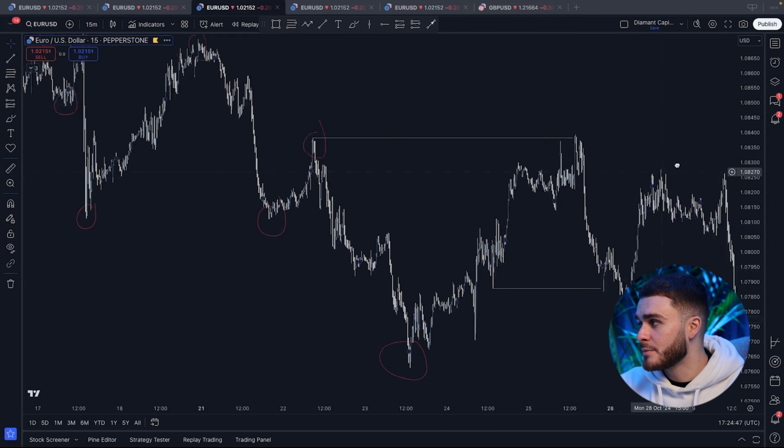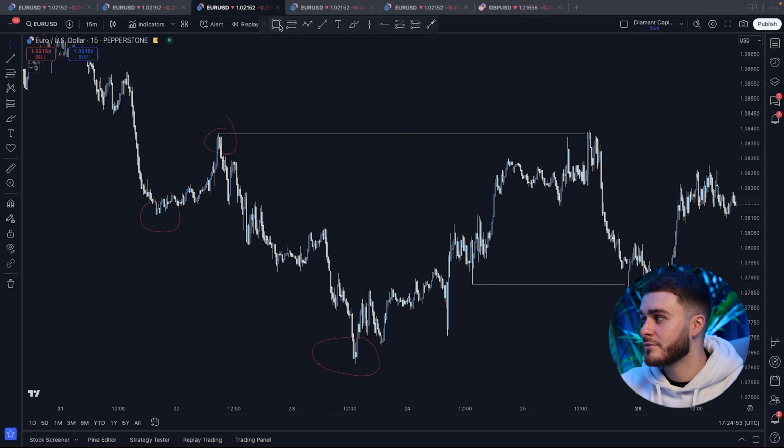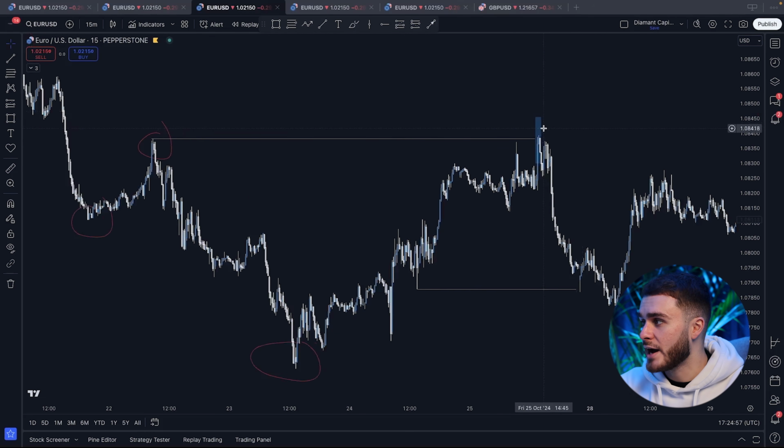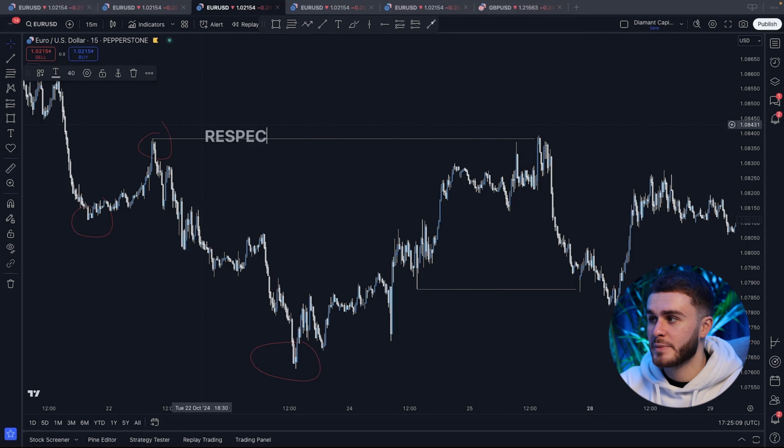Now, in this particular example, what actually happened is something like this. We got to this particular high over here, and rather than closing above this area, such as this, we actually just swept this liquidity over here. As soon as that happens, what that essentially is showing me is that we are going to be moving very aggressively to the downside, because essentially this area has now been respected.